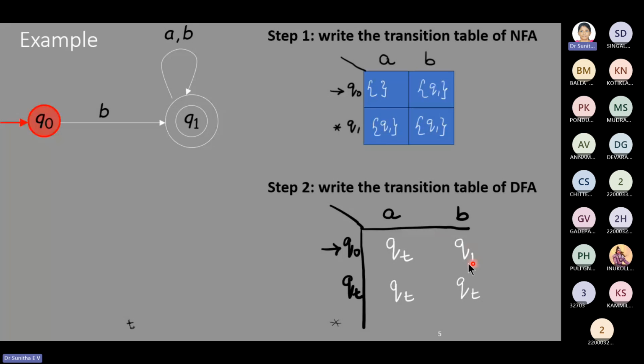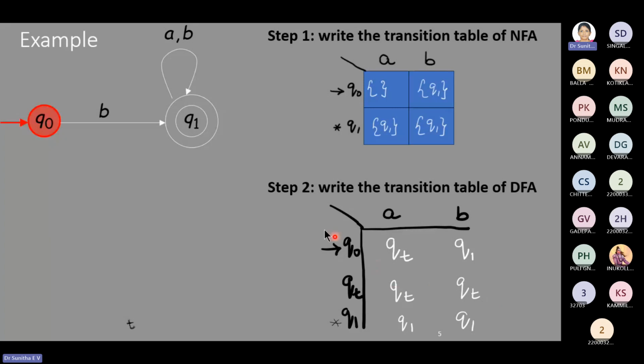Okay, then the next state is Q1. We take Q1, and the transitions we can directly write. It's a single state, so the transitions we can directly take from the NFA. So Q1 on A is Q1 itself, and on B also it is Q1 itself. Okay, so you check the table: Q0 defined, Q1 defined, QT defined, QT defined, Q1 defined, and Q1 defined. So all states are defined, it is complete.